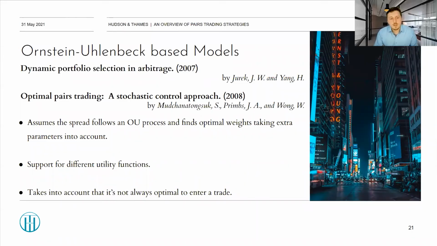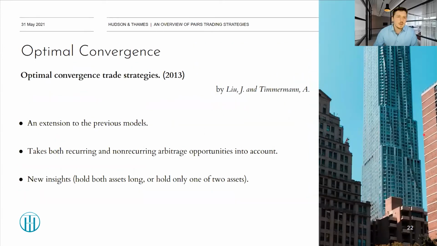These models support different utility functions, so based on the interest of the agent doing the trade, they can be adjusted. It's also interesting that these models show that it's not always optimal to enter a trade, and there might be sections where you would be better off staying out of the trade. Vijay will cover this in his presentation tomorrow.